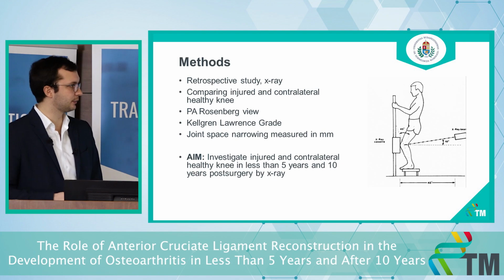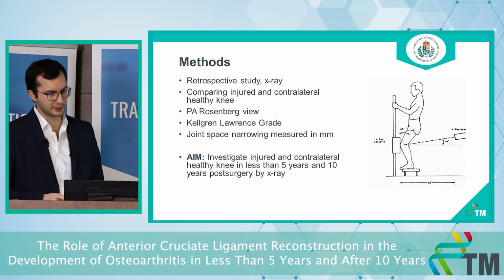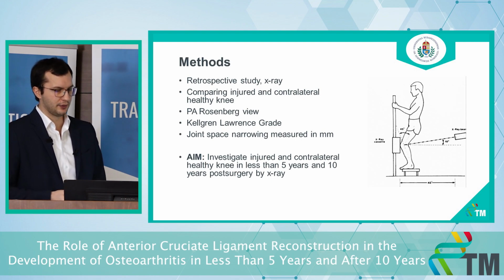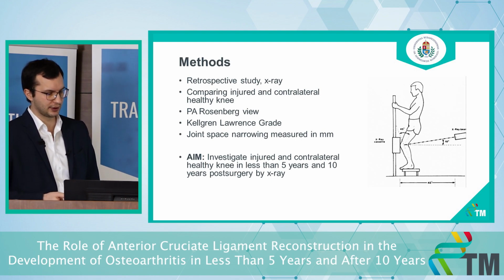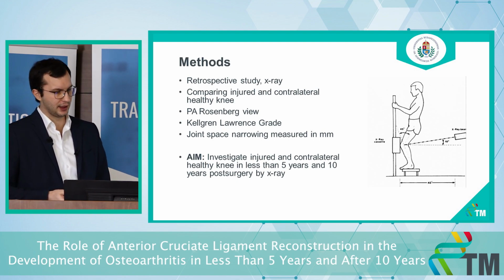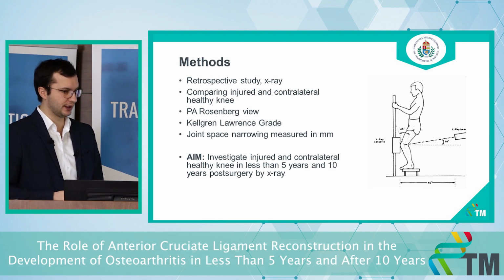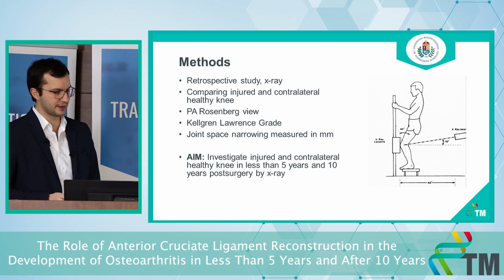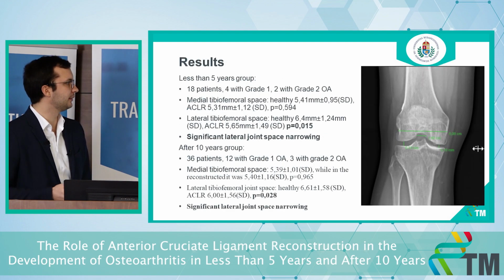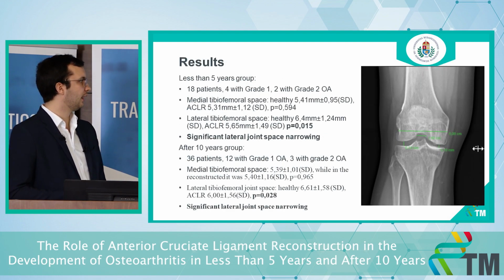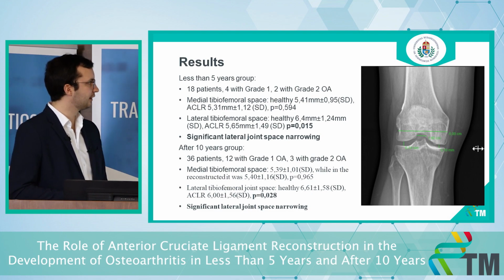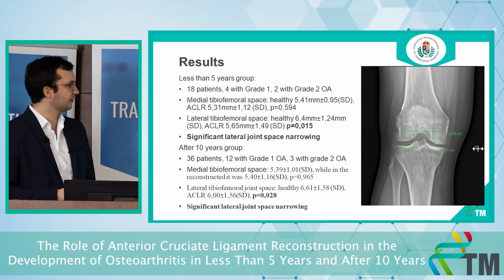As I mentioned, it was a retrospective study. We used a special view, the Rosenberg view, a 45-degree flexed weight-bearing view, and we were evaluating the images with the Kellgren-Lawrence grade. We also measured the joint space narrowing, which was measured in millimeters.